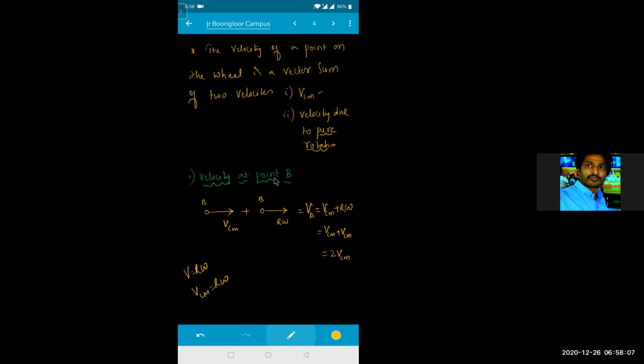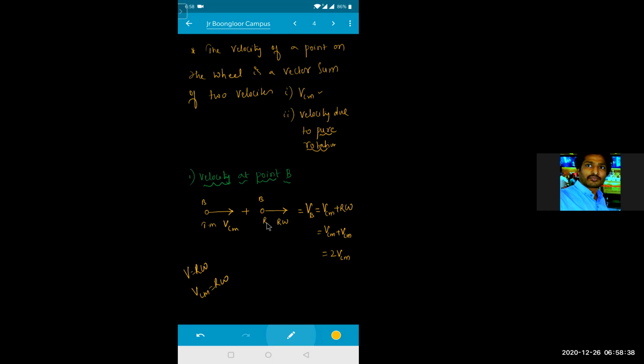Now the velocity at point B, at the highest position: because of translation, VCM in the front direction, and because of rotation, R omega in the front direction. So the velocity of B is VCM plus R omega. For pure rolling we know R omega is how much? VCM only. So at the highest position the velocity is 2 times VCM. The point clear?